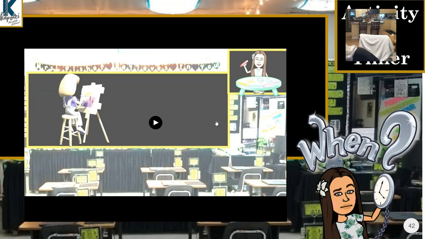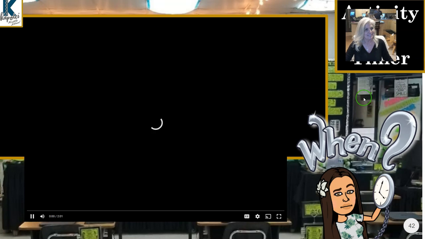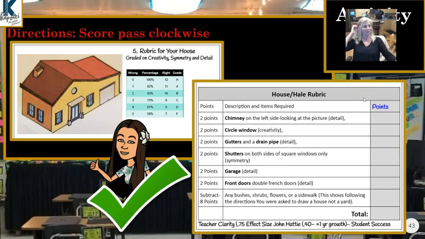All right, so now that you have drawn your house, you are going to grade your house on the following criteria. Give yourself 2 points if you put a chimney on the left side when you're looking at the picture. 2 points if you put a circle window, that shows creativity. 2 points if you put gutters and a drain pipe, shows detail. Give yourself 2 points if you put shutters on both sides of square windows only, that shows symmetry. 2 points if you put a garage, that shows detail and functionality.